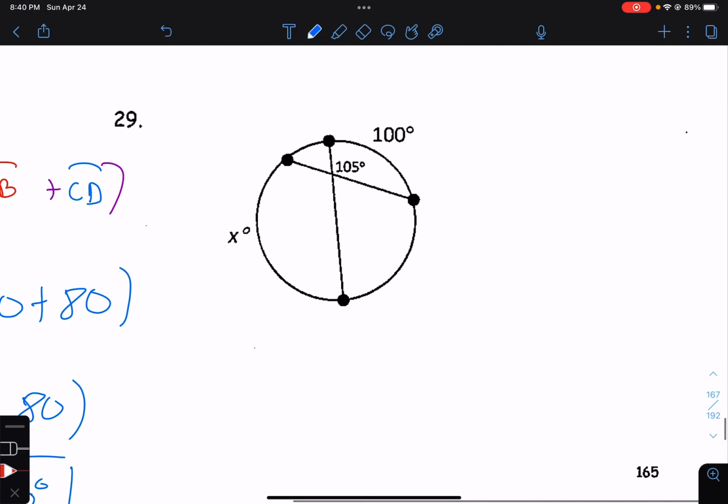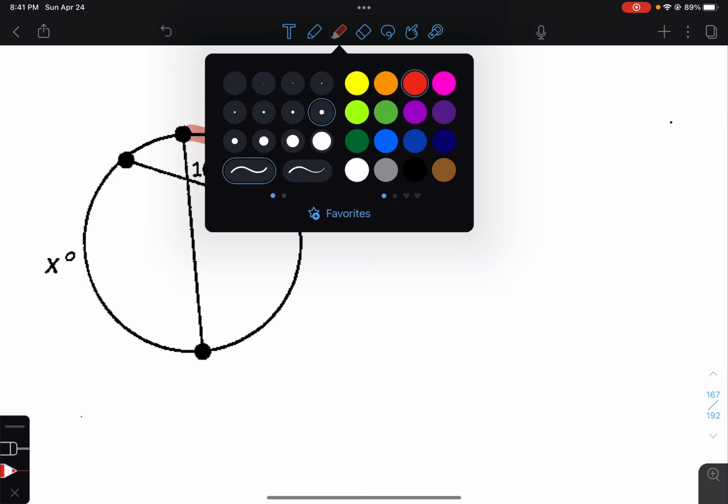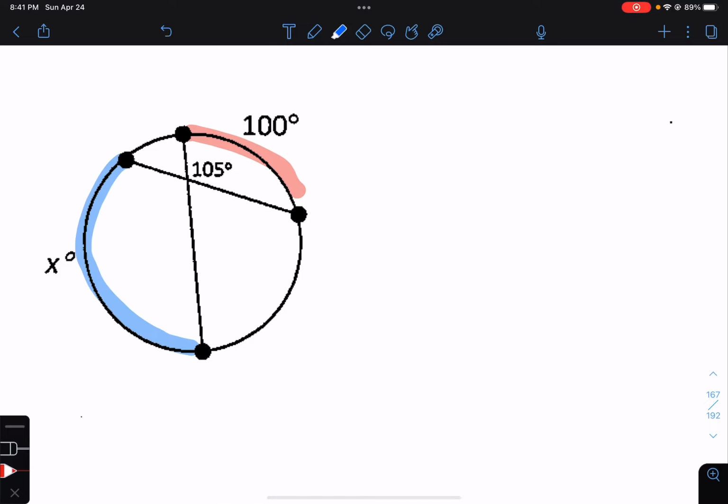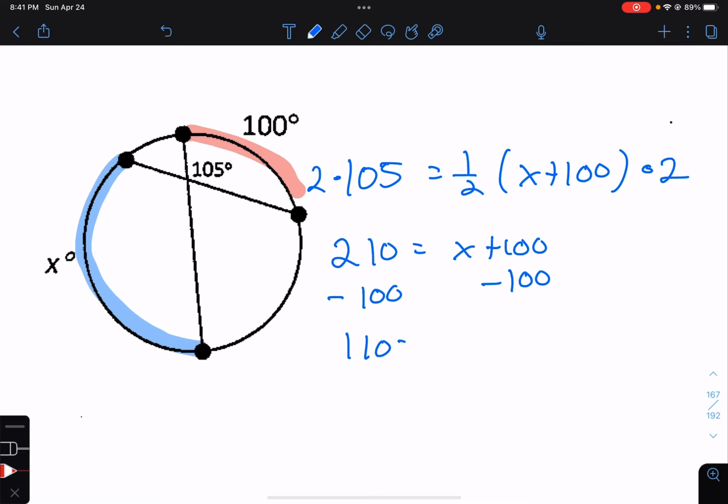Now, if we look, we have our two arcs. We've got this guy and this guy. And we know that our angle is going to have to equal 1/2 the sum of that. So we're going to say 105 is equal to 1/2 times x plus 100. Now again, we could distribute if you like, but let's make life easier. We can multiply both sides by 2. We get 210 equals x plus 100. We subtract that 100 from both sides, and we get 110 equals x, and that's our answer.